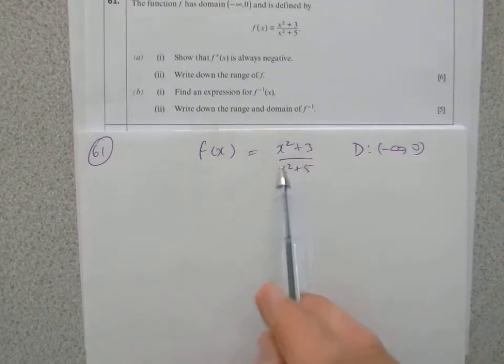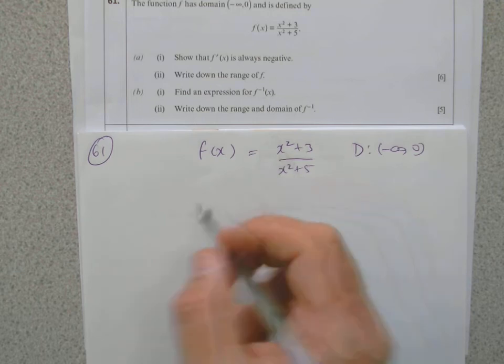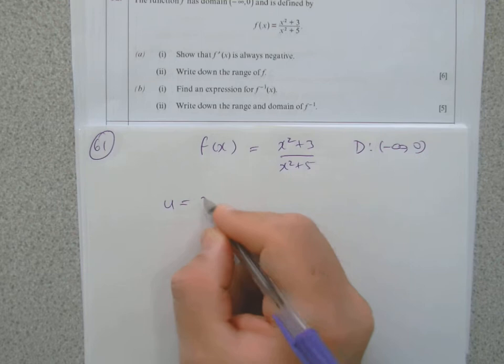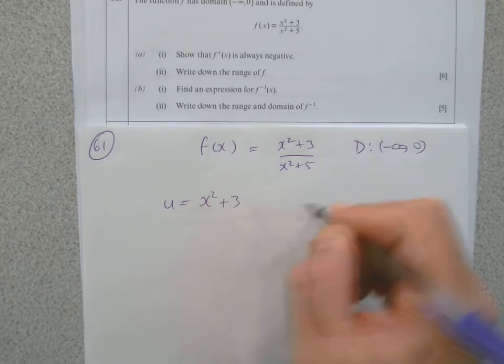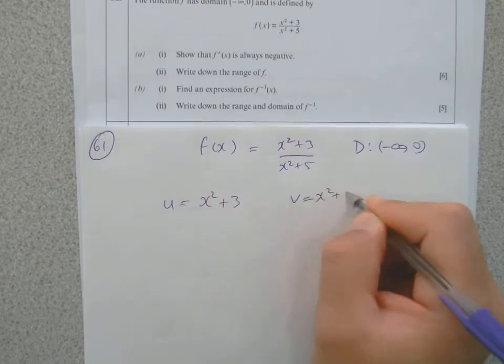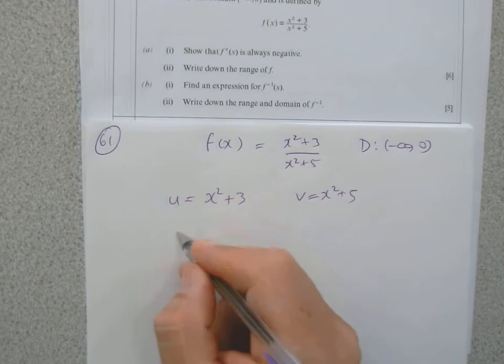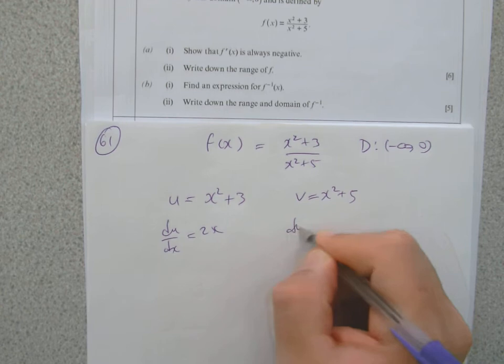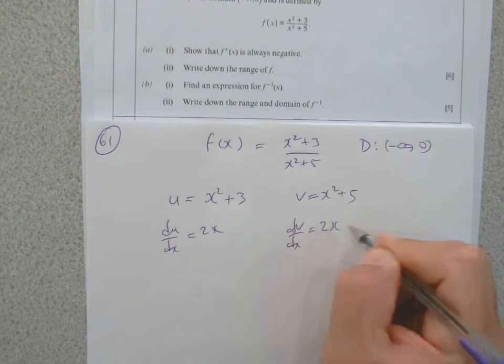So remember now, you want to do the derivative of this, dy dx. That's what f dash is. So you know it's a quotient, right? That's the only way you can deal with this. It's a quotient because we've got a function on the top and a function on the bottom. So let's differentiate u and v. u is the top one, so du dx is 2x. v is the bottom one, so dv dx is also 2x.